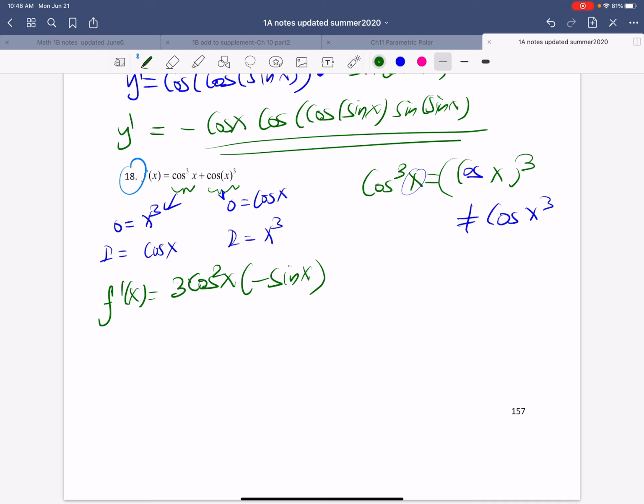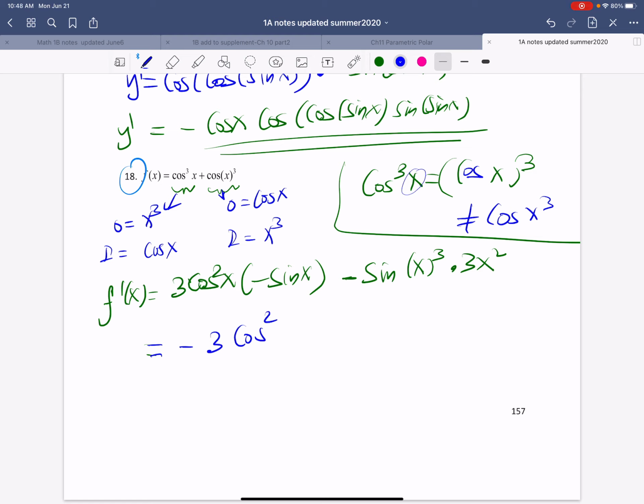3 cos square x times negative sine x plus cosine of x cubed would be negative sine of x cubed times 3x squared. So a little cleaning up, I can pull the negative out. Negative 3 cosine square x sine x minus 3x squared sine of x to the third. And that would be our derivative in this case.